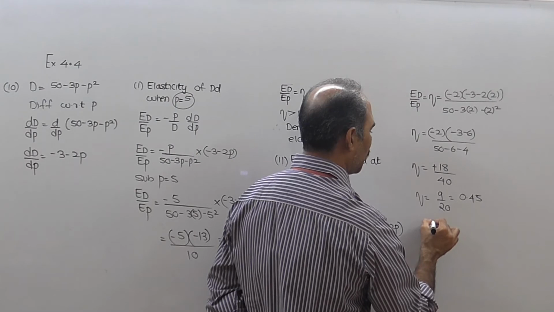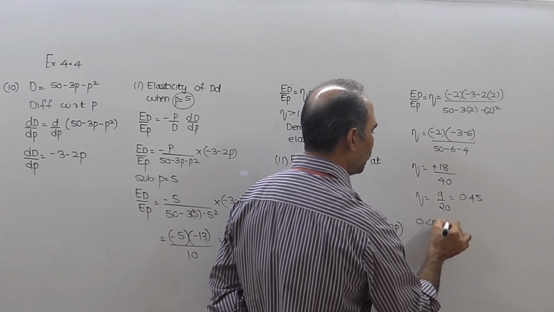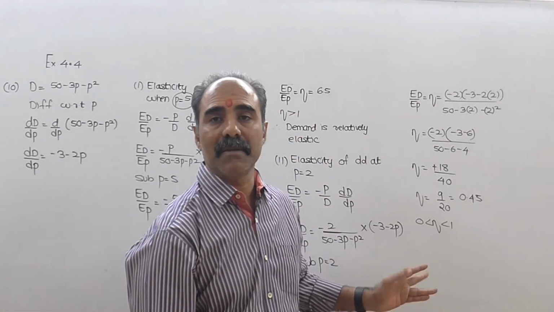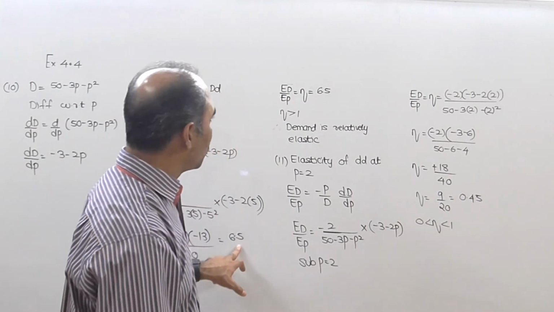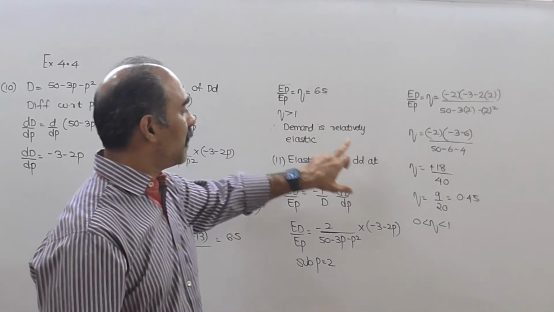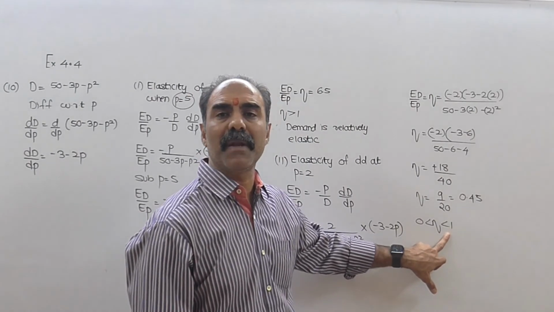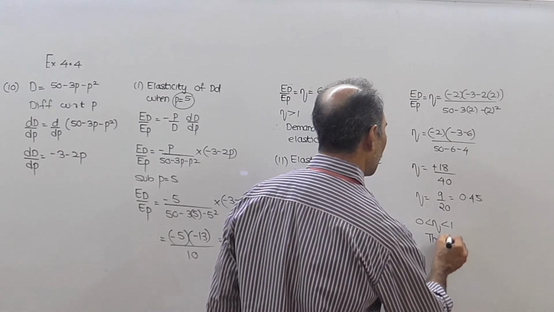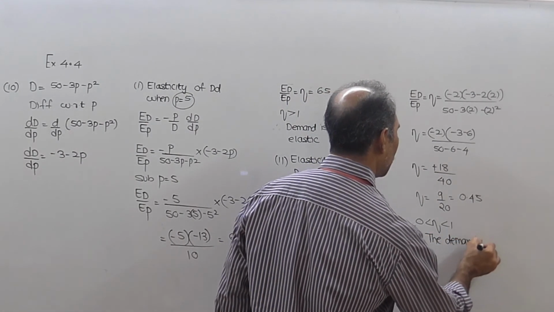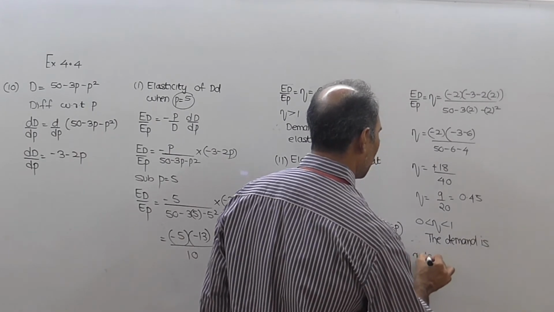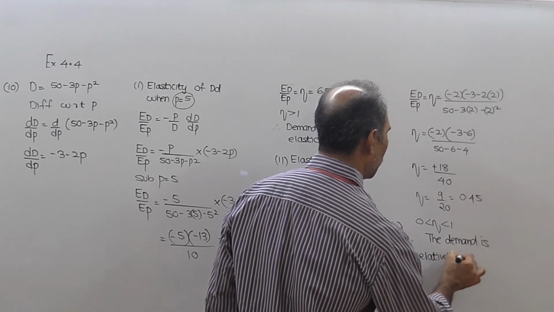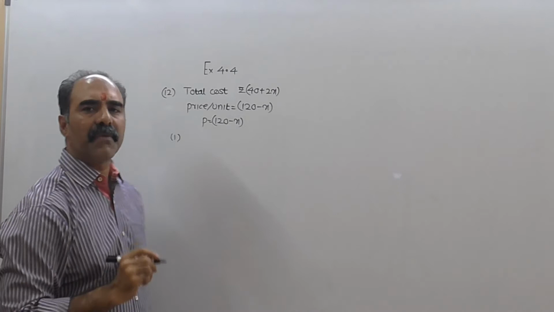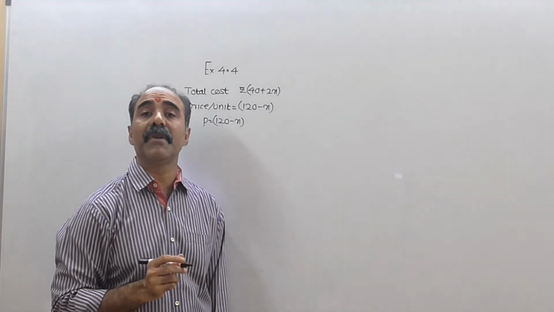9 by 20 is anywhere close to 0.45. So can I say that your eta is greater than 0 but less than 1? 0.45 comes in the range of 0 and 1. 0 और 1 के बीच में आएगा. इधर क्या आंसर है? 6.5. 6.5 is greater than 1, whereas 0.45 lies between 0 and 1. Therefore, you have to comment. You can say that the demand is relatively inelastic.